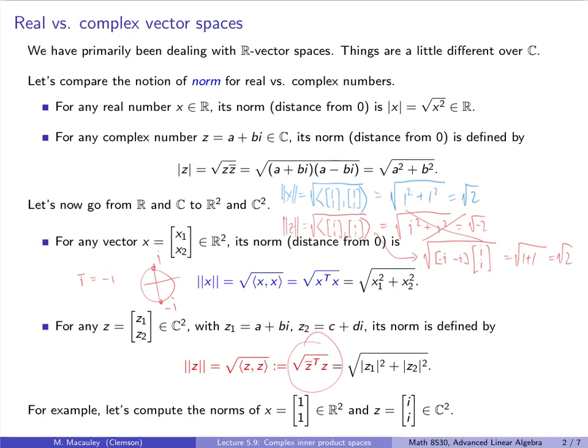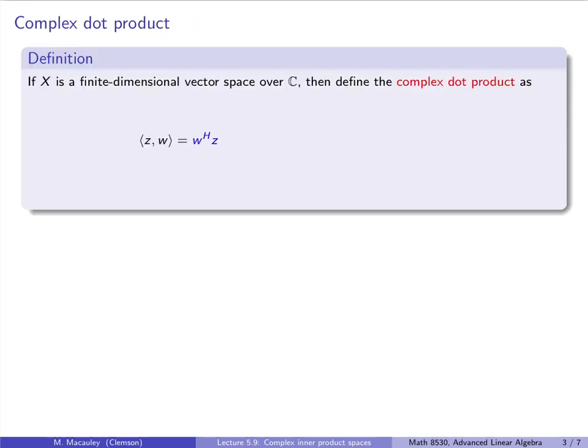as it should be. So now here I'm using not just any abstract inner product, I'm using the standard dot product here. And that leads to a definition. If X is a finite dimensional vector space over the complex numbers, then we'll define the complex dot product as follows. So the dot product of z with w, we will write this as w^H z instead of w transpose z.